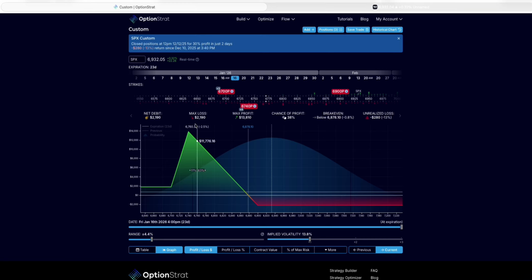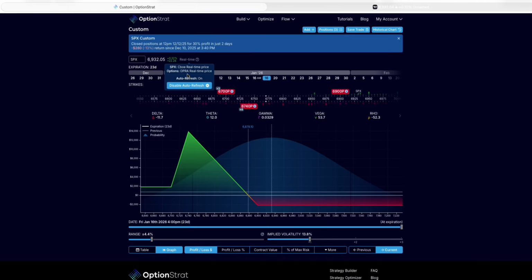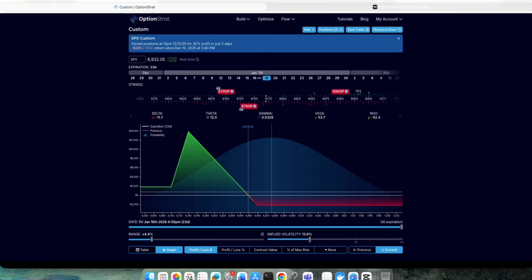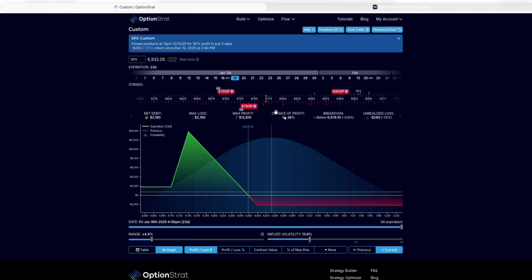I bought one put at 6,900, sold 4 puts at 6,740, and bought 3 puts at 6,700. So this created a really attractive risk profile. Max loss is about $2,200 and max profit is roughly around $13,800, which is very rare and possible only if SPX trades around 6,740 at expiration. The probability of profit is around 48%, which is very good.